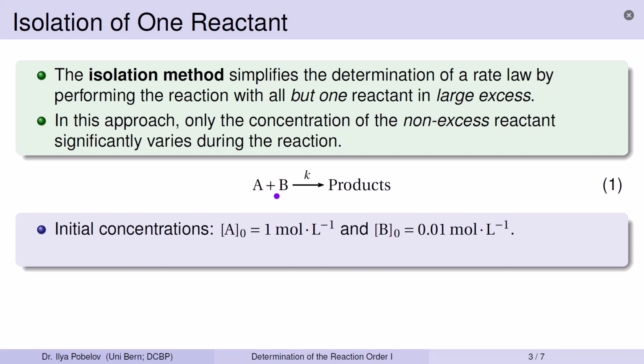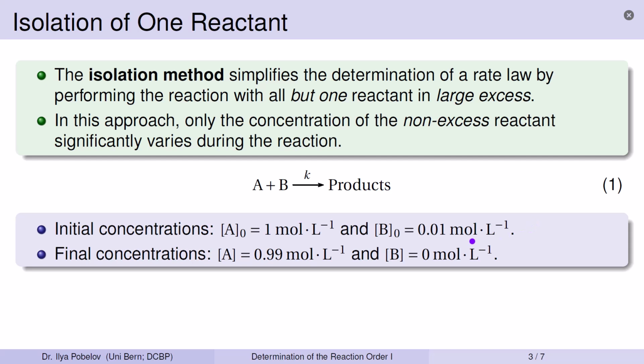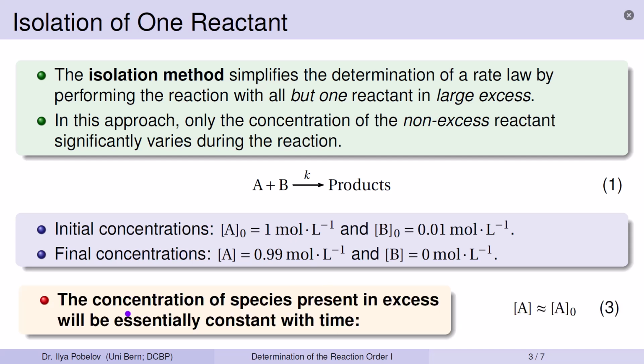Imagine performing this experiment in which the initial concentration of A is 1 mole per liter and the concentration of B is 0.01 mole per liter. When all of reactant B has been used, the concentration of A will have been reduced to 0.99 mole per liter, only a slight reduction from the initial concentration. This simple example demonstrates that the concentration of reactants present in excess will be essentially constant with time.